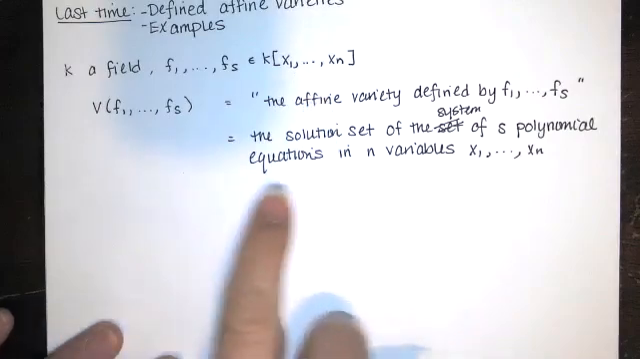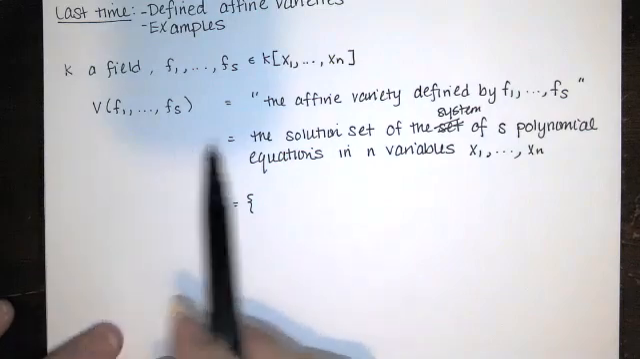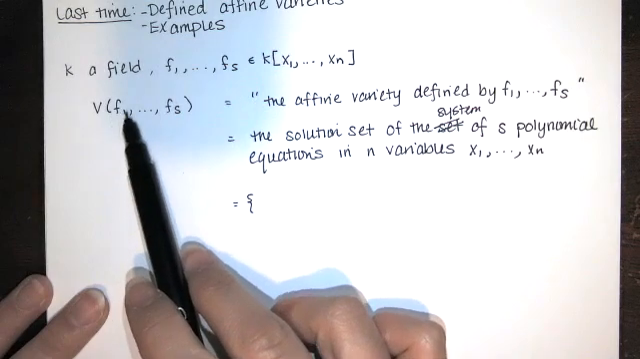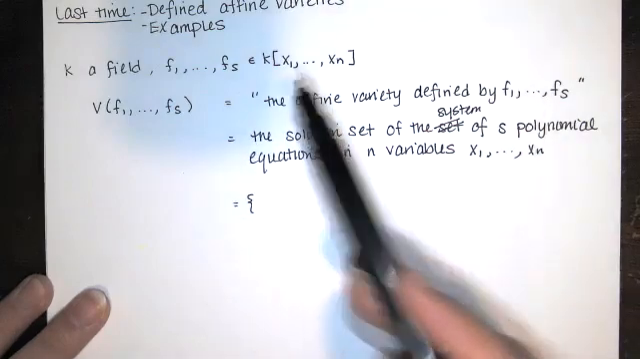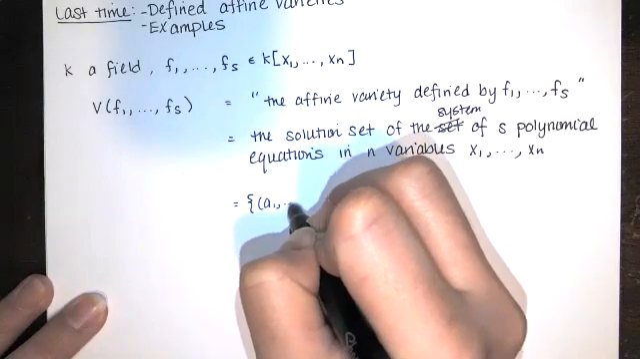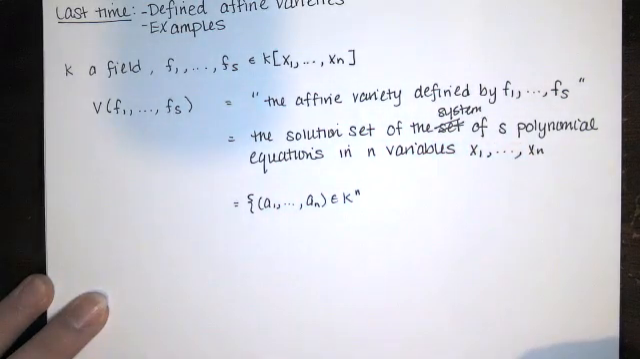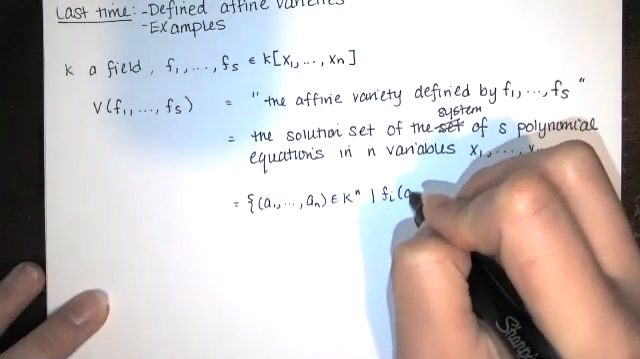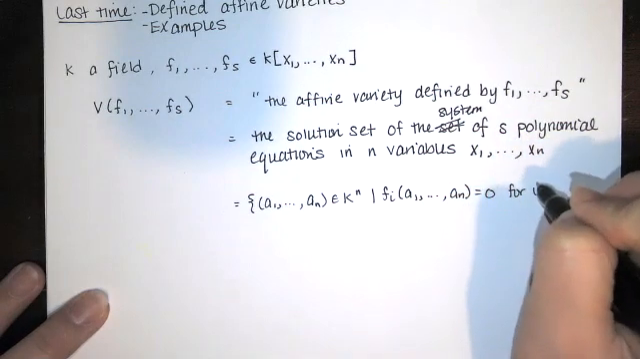Now, typically we don't write an equal sign in expressions that look like this. We normally write it like this. We're talking about a solution set of this system of equations. And this is a system of equations in n variables x sub 1 through x sub n. So the solution set is going to lie in n-dimensional affine space. So this is a set of points in n-dimensional affine space for that field K that satisfy this: f sub i evaluated at each of those points is equal to 0 for i equals 1 through s.